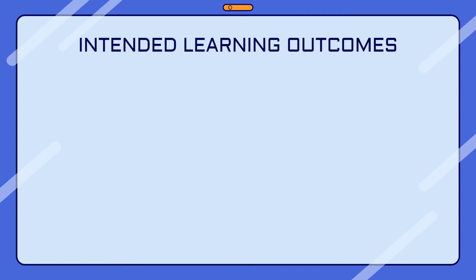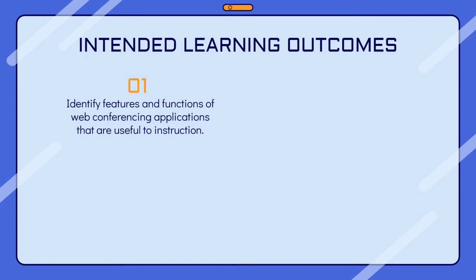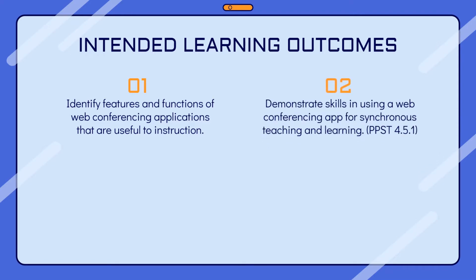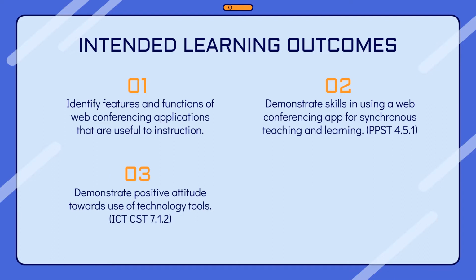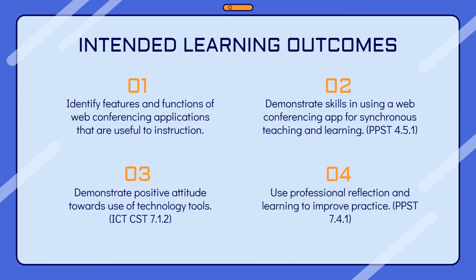But before we proceed to our formal topic, I want you to know and understand our intended learning outcomes. Number 1, identify features and functions of web conferencing applications that are useful to instructions. Number 2, demonstrate skills in using web conferencing app for synchronous teaching and learning. Number 3, demonstrate positive attitude towards use of technology tools. And number 4, use professional reflection and learning to improve practice.